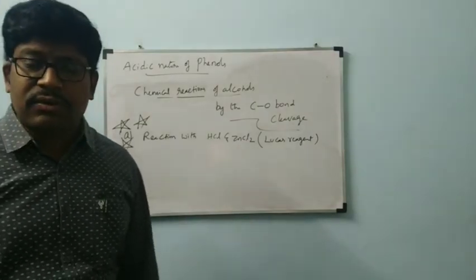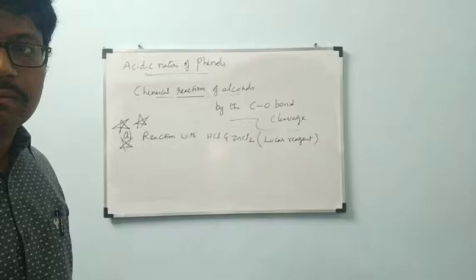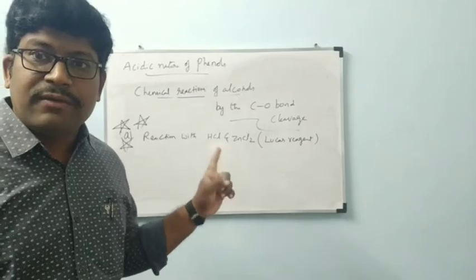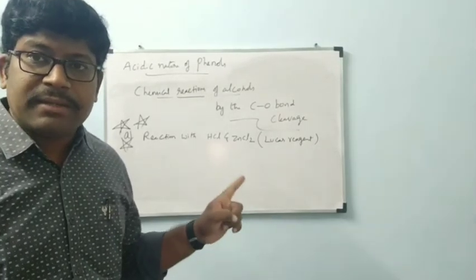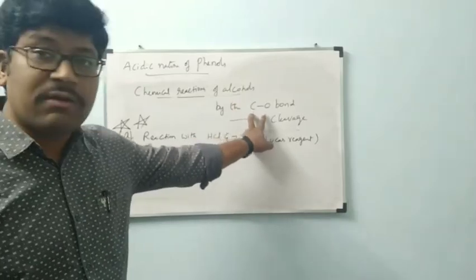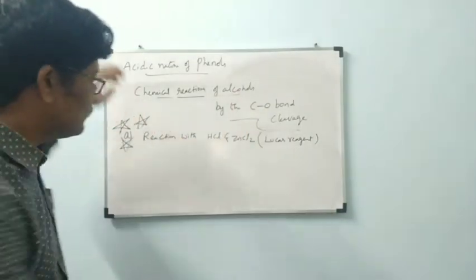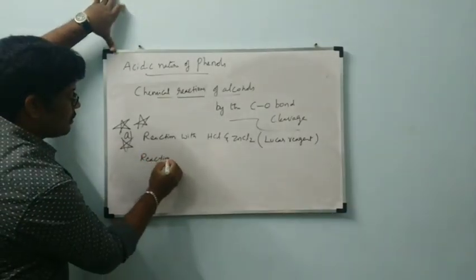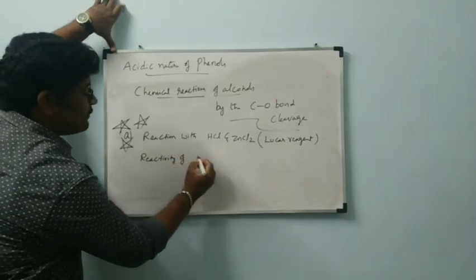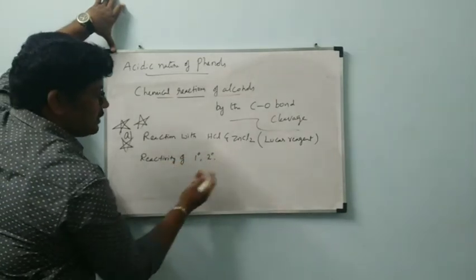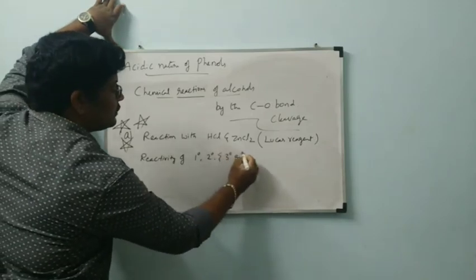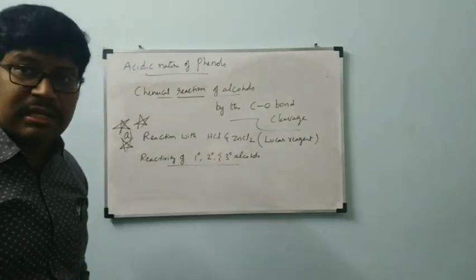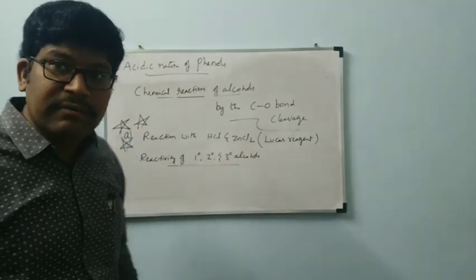We will see. Before that, note down the slide heading carefully, all of you. Before going to the reaction with HCl and ZnCl2, we have to know the reactivity order of primary, secondary and tertiary alcohols with respect to CO bond cleavage. Under this slide heading you can keep: reactivity of primary, secondary and tertiary alcohols in CO bond cleavage.